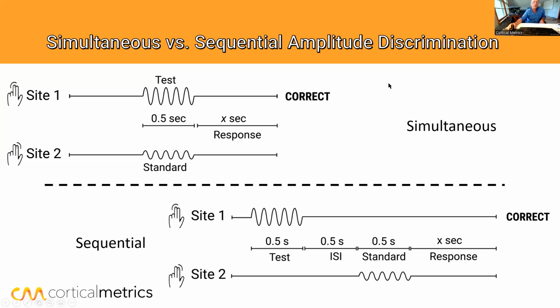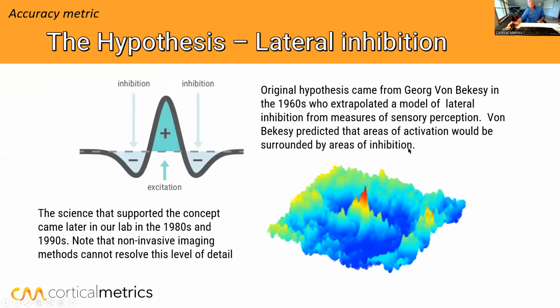If you're aiming for a very short battery and you just want to do a couple of tests, say the reaction test and one of the accuracy tests, you can get an accuracy score, but I would suggest sticking with simultaneous only. That's a much harder test to perform well on in general, and it's much more dependent on lateral inhibition. Anyway, that's my suggestion. Now, what's the basic hypothesis behind this?